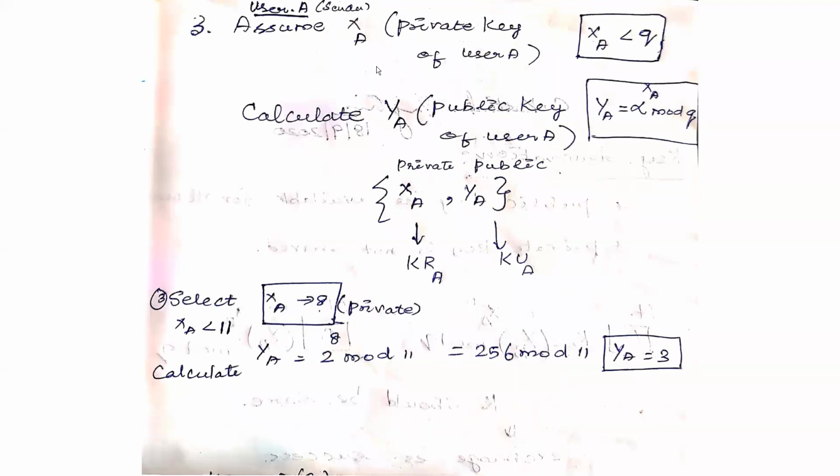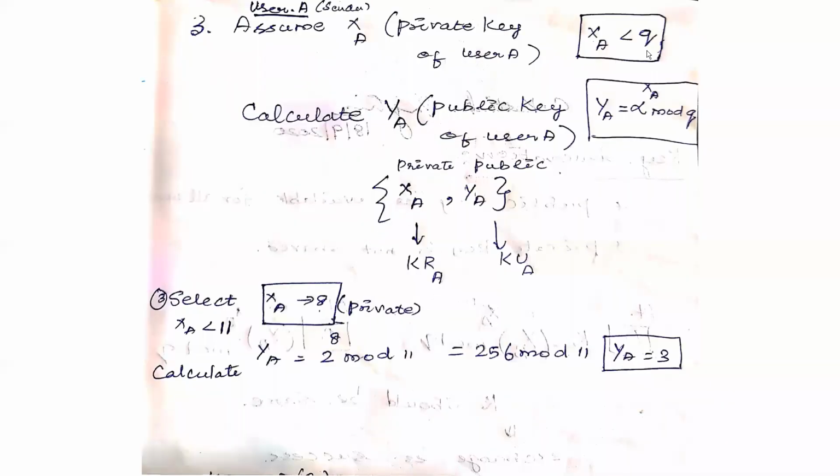Next, third step: we have to generate the private keys. First, you have to select XA. It should be less than q. So XA here I am selecting 8. 8 is less than 11. After selecting the private key, you have to calculate the public key. So now what is YA? YA is alpha power XA mod q. In the previous step, we selected alpha as 2, and here XA is 8. So 2 power 8 mod 11.